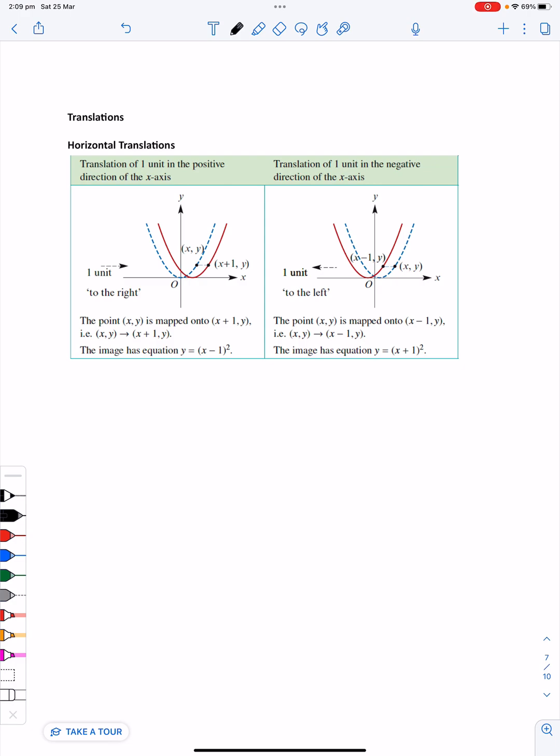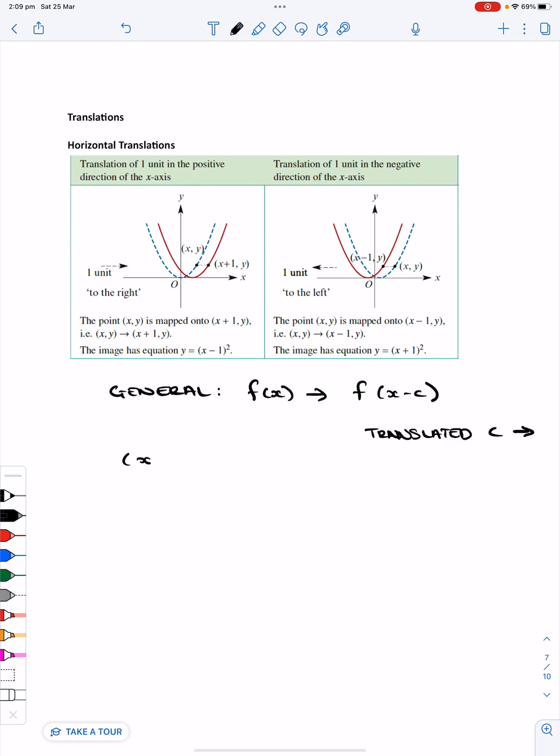In general, the rule that you apply with a horizontal translation is our original function f(x) becomes f(x minus c), okay? And that means that we're translating it c units to the right.